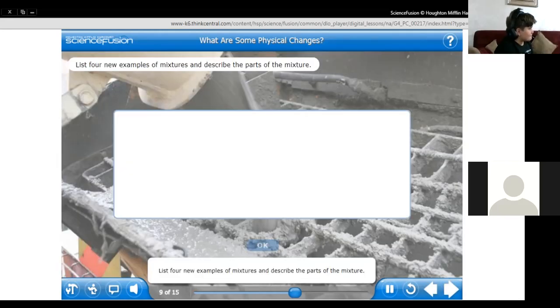List 4 new examples of mixtures and describe the parts of the mixture. Type your answer in the box provided. When you are happy with your answer, click OK.